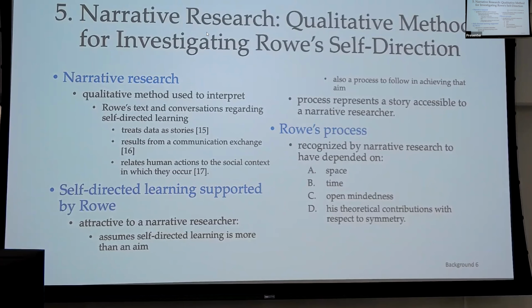So his process, in using narrative research, I analyzed to be based on 4 things: space, time, open-mindedness, and his theoretical contributions with respect to symmetry. So now what we're going to do is look at those 4 different things within David's process and look at each one of them, what they mean.